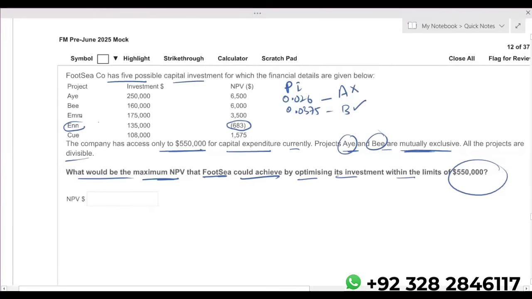Okay. Now 3,500 divided by 1,75,000. Student, I'm getting 0.02. That is EM. Okay. Leave this. The last one, Q. 1,575 divided by 108.